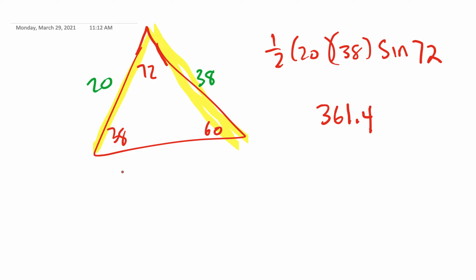So the only other thing you might see is a sentence, or what they might call a word problem, but it's not really in the traditional sense. So let's try that. The two included sides are 12 and 18, and the angle formed is 37 degrees. Find the area of the triangle.